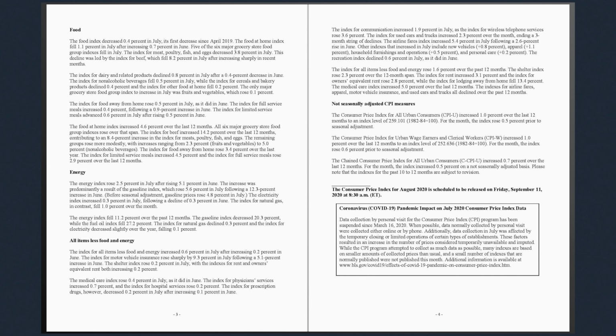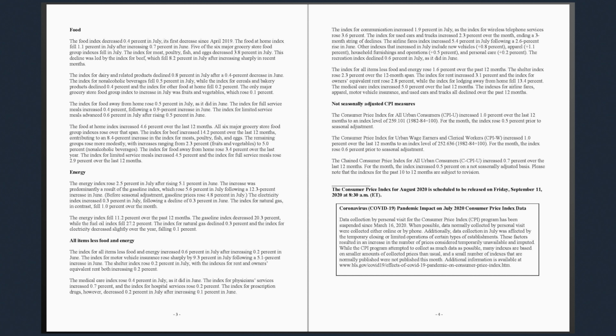The index for dairy and related products declined 0.8% in July after a 0.4% decrease in June. The index for non-alcoholic beverages fell 0.5% in July, while the index for cereals and bakery products declined 0.4% and the index for other food at home fell 0.2%. The only major grocery store food group index to increase in July was fruits and vegetables, which rose 0.1%.